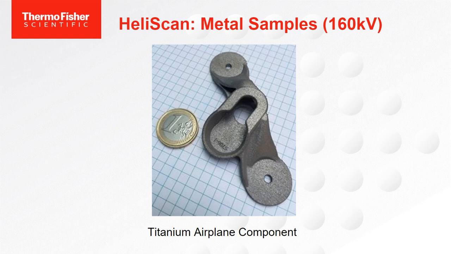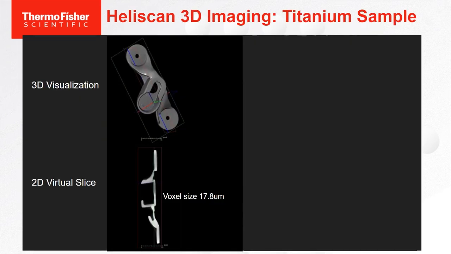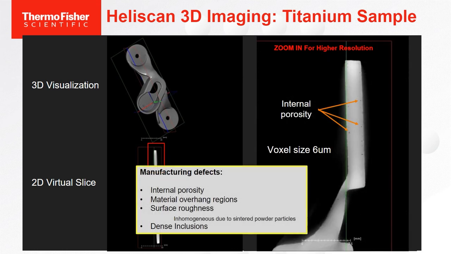So with 160 kV, you can definitely go through metal. This is titanium. So I just wanted to show that it's very possible, looking at a 3D visualization, looking at some 2D slices, looking at an area where you can zoom in even further to be able to find those internal characteristics non-destructively at high resolution.